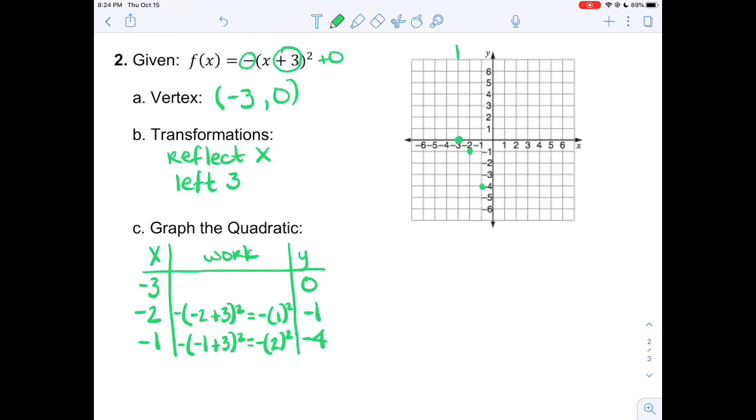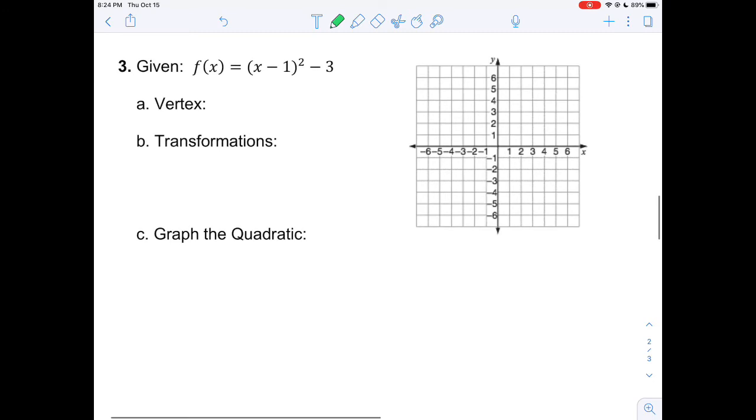My axis of symmetry has to go through the vertex, so it's here at negative 3. That is my AOS, axis of symmetry. And I can plot the left side of my graph to look like this. If I go along the axis of symmetry, when I go down 1, I am over to the left 1. And when I'm down 4, I'm over to the left by 2. And so I can use those points to fill in the rest of my graph.